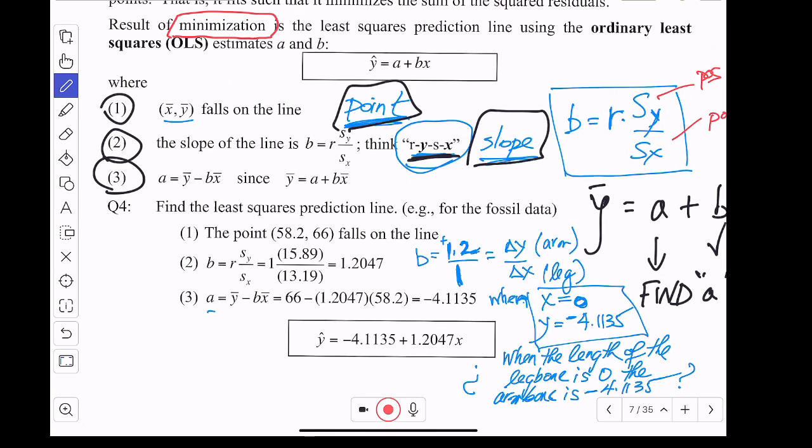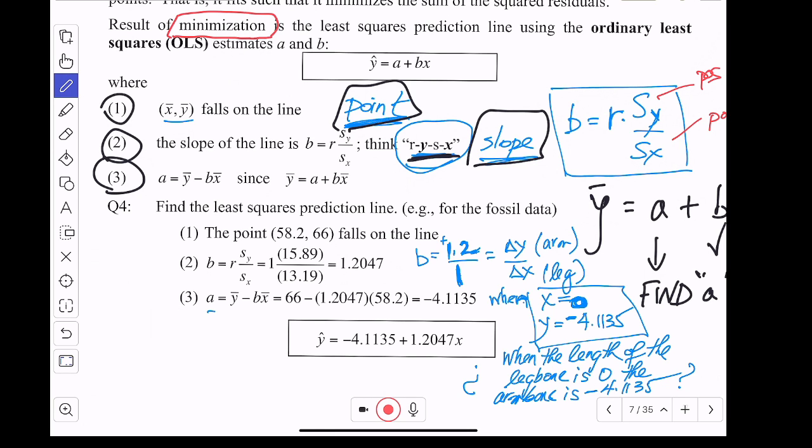So this is an example of extrapolation gone bad. However, it is a mathematical result. If you extended the line back to where x equals 0, it would cross the y-axis at negative 4.1135. But we shouldn't do that. That's mathematically what will happen, but we shouldn't do that because that's outside the range of the values.